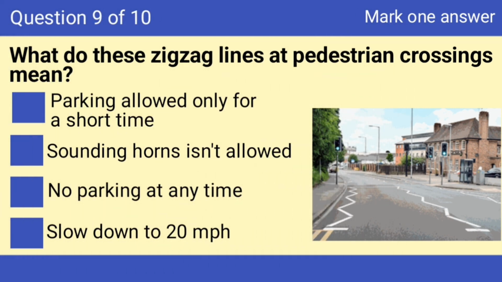What do these zigzag lines at pedestrian crossings mean? Parking allowed only for a short time. Sounding horn isn't allowed. No parking at any time. Slow down to 20 mph.